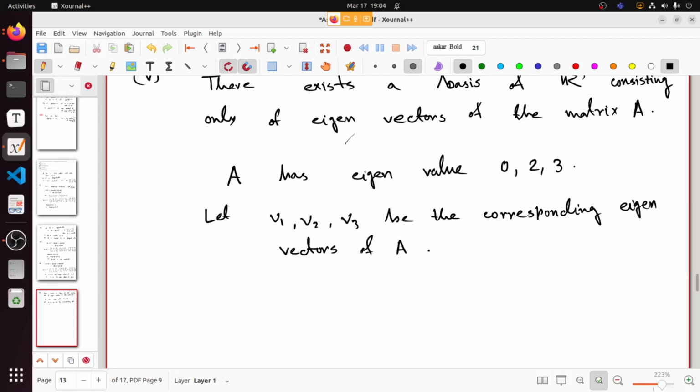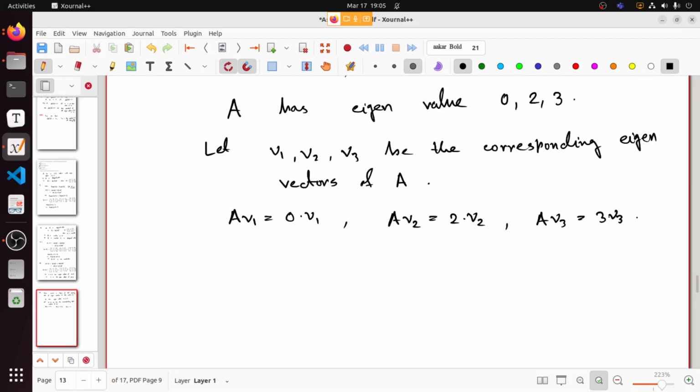eigenvectors of A. So that means A B1 will be 0 times B1, A B2 will be 2 times B2, and A B3 will be 3 times B3, right? And as 0, 2, 3 all are distinct, which implies B1, B2, B3 are linearly independent.